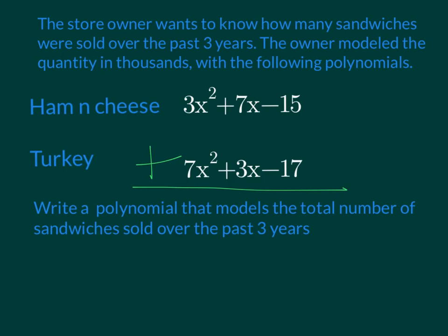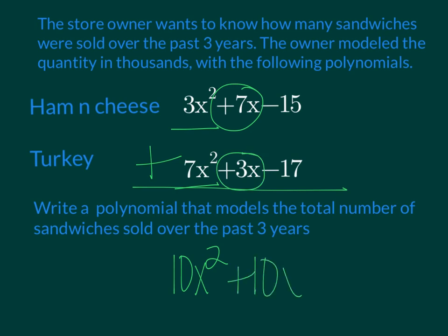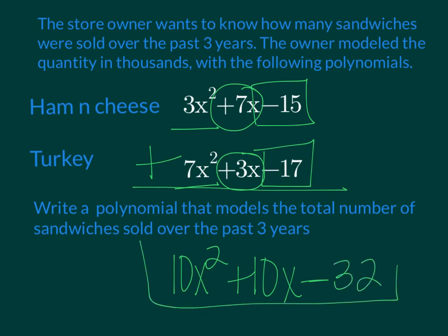All right, so 3x squared plus 7x squared is 10x squared. 7x plus 3x is 10x. And then we have a negative 15 and a negative 17. They're the same sign, so you're going to add them. Which gives you a negative, right? If you have a negative and you add a negative, you get a negative number, which is going to be 32. And you can't combine any of those, and that's your answer.